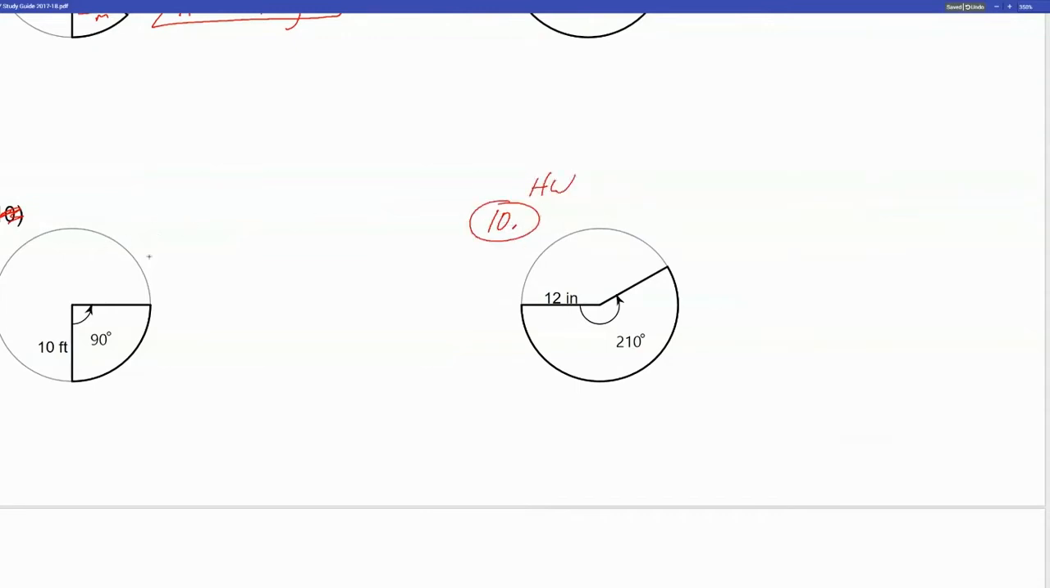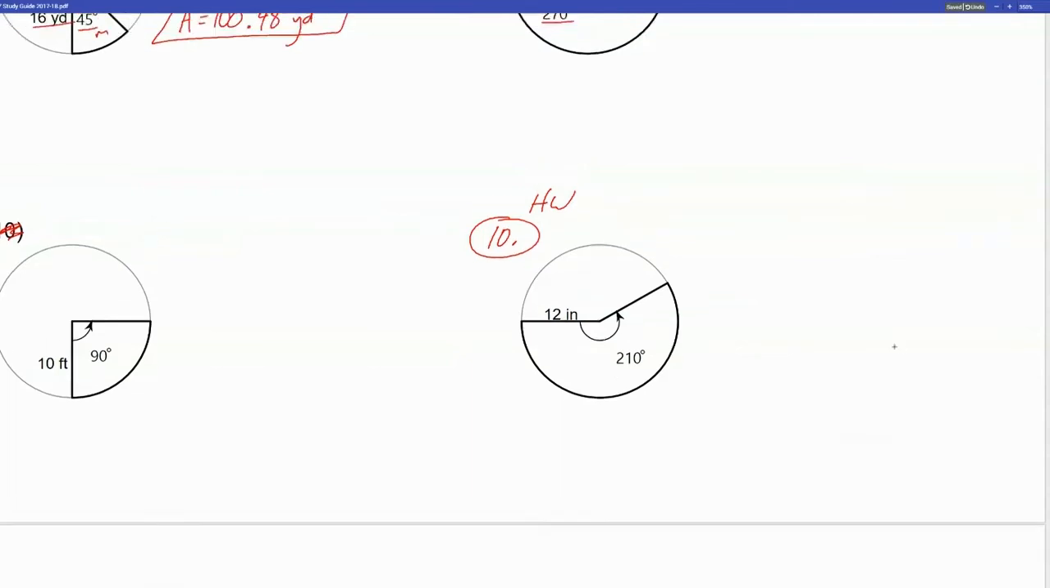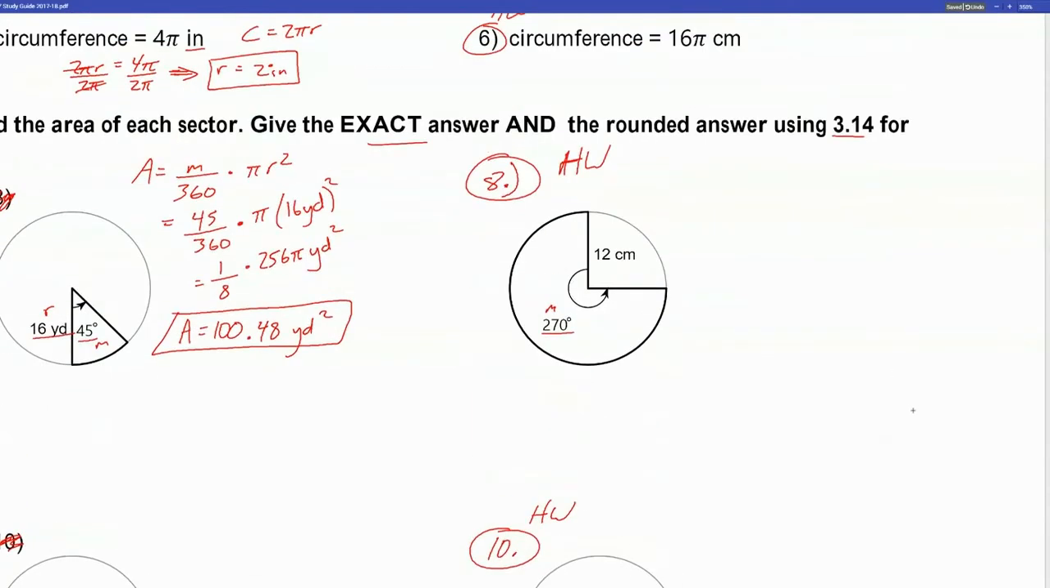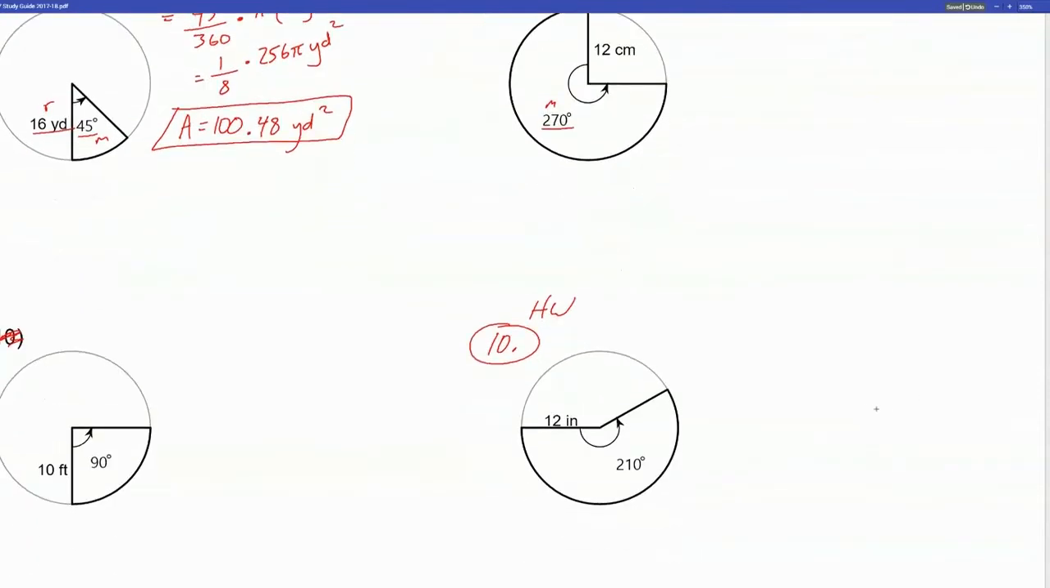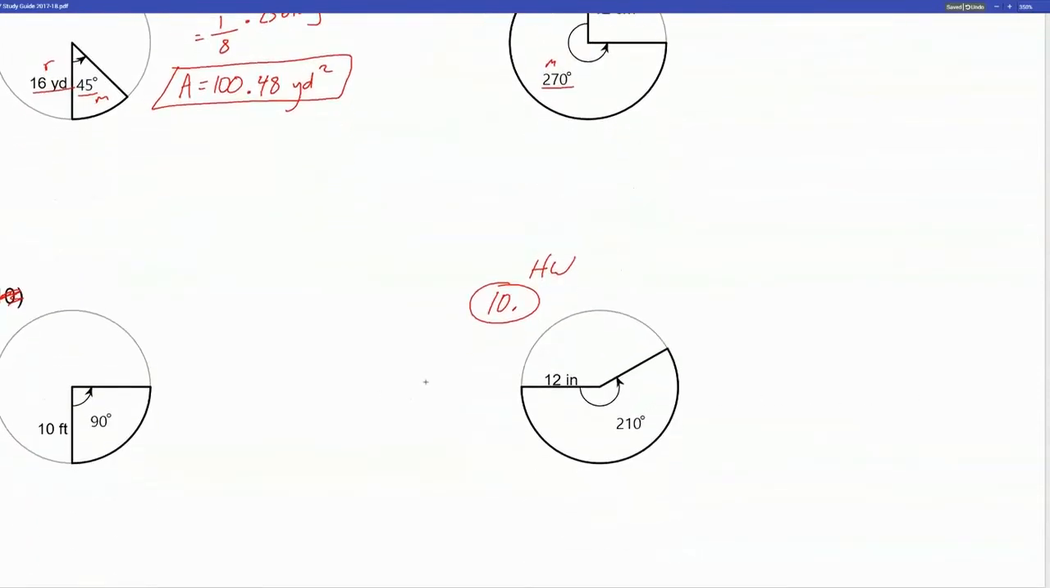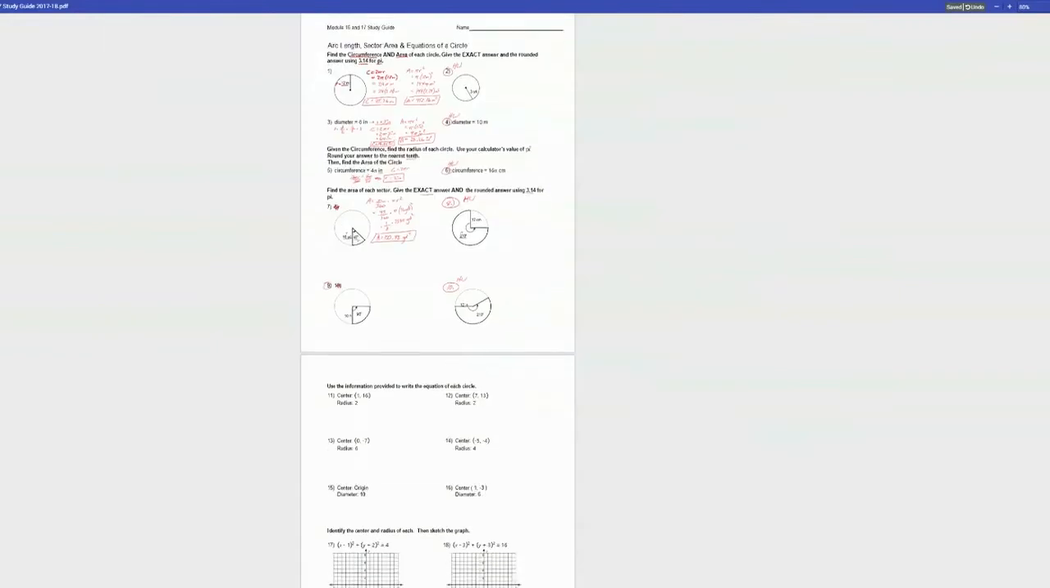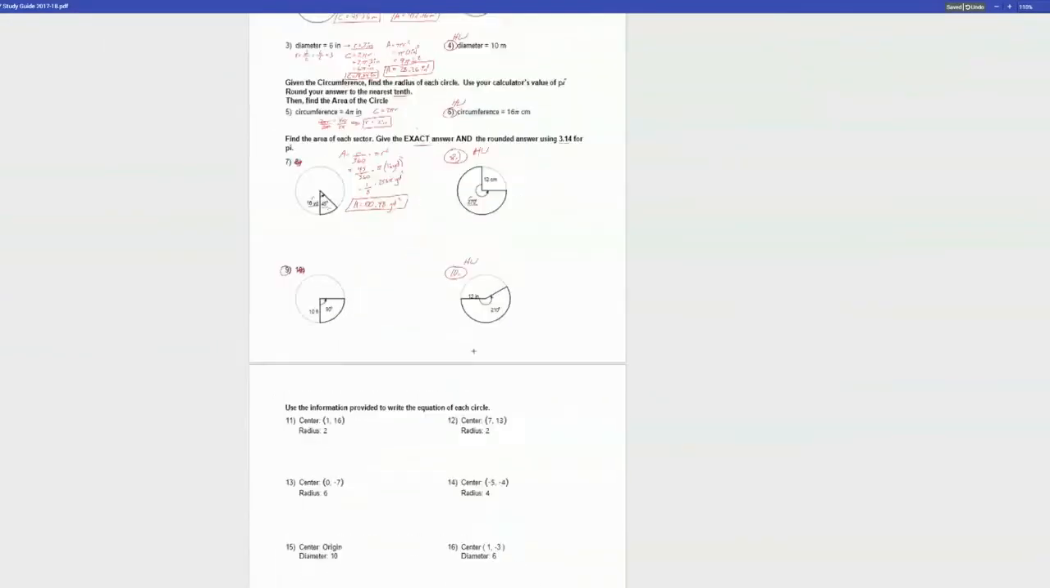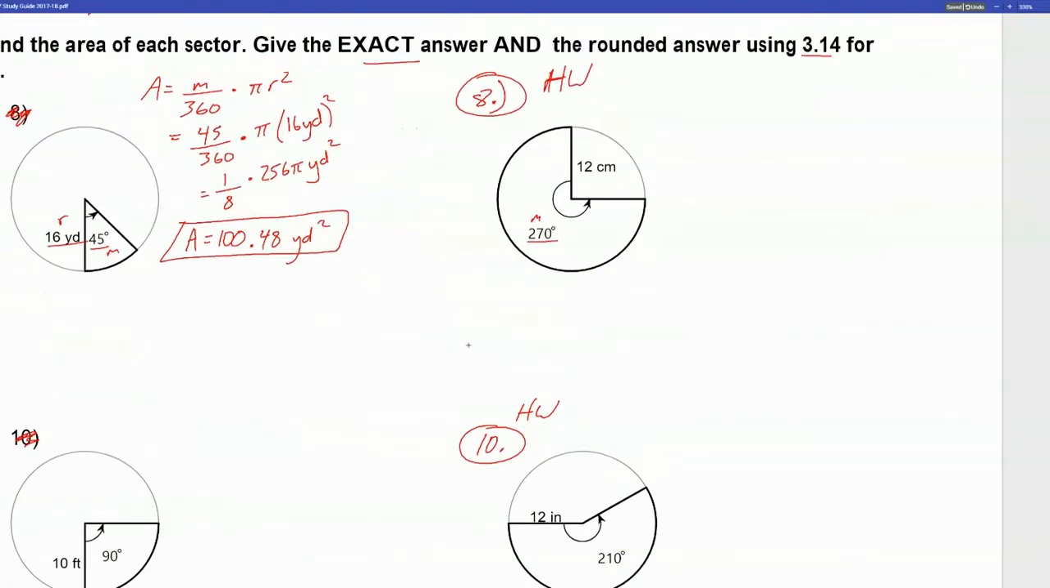But again, number 9, they're asking for sector area. Find the area of each sector. Let me see real quick. Interesting. So I just realized out of this entire study guide, they don't give you arc length. So we're not just going to find the area, we're also going to find the arc length. So I'm adding that into this study guide so we can make sure we went over it and you practice it, just in case it's also on the test.